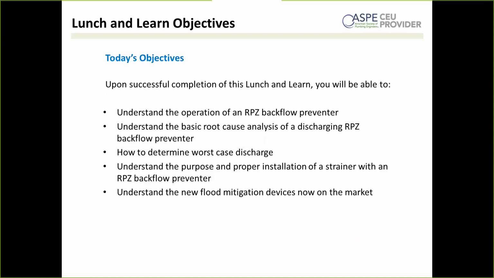So today's objective. After this webinar is complete, you should be able to understand the operation of an RPZ backflow preventer, understand some basic root cause analysis of a discharging RPZ backflow preventer, how to determine worst case discharge, understand the proper installation and the purpose of a strainer within an RPZ backflow preventer, and understand the new flood mitigation devices now on the market, which is something I'm particularly excited to talk about.